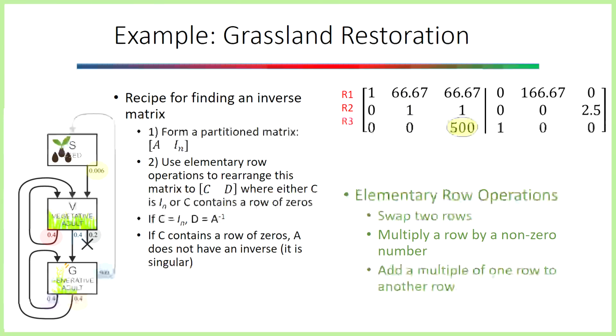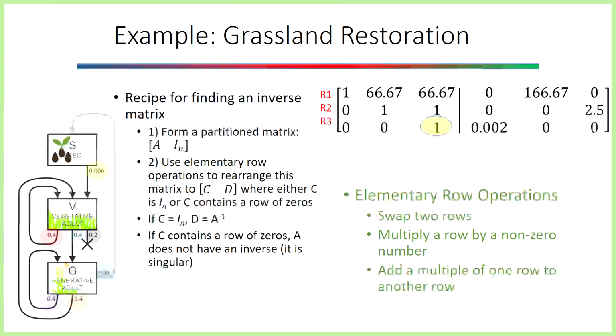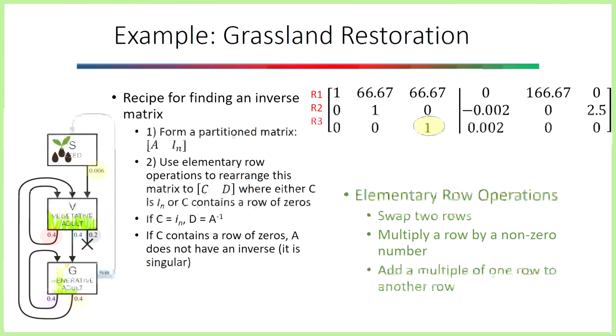This time we do have a non-zero value in the pivot, so all we need to do is divide by that non-zero value to finish off this row. So we'll divide 3 by 500, and we get 0, 0, 1, 0.002, 0, 0 in the third row. Next, we need to eliminate all the entries above this pivot. Our first step will be to subtract row 3 from row 2. This gives us 0, 1, 0, negative 0.002, 0, 2.5 in row 2.